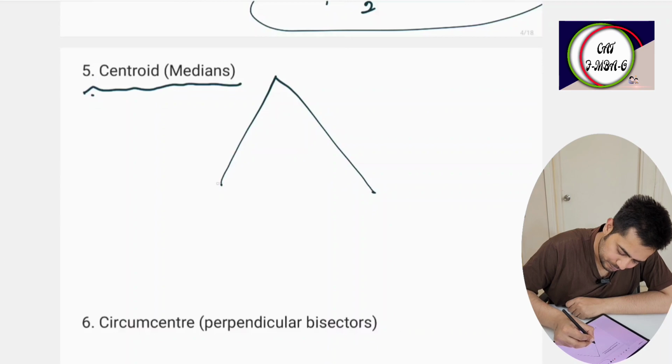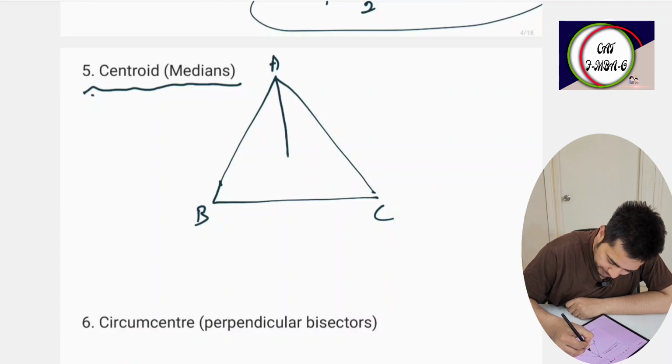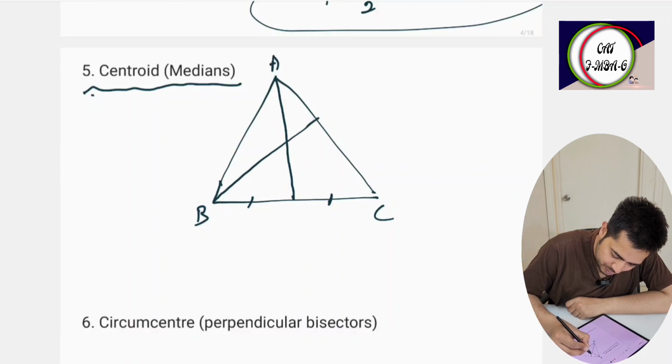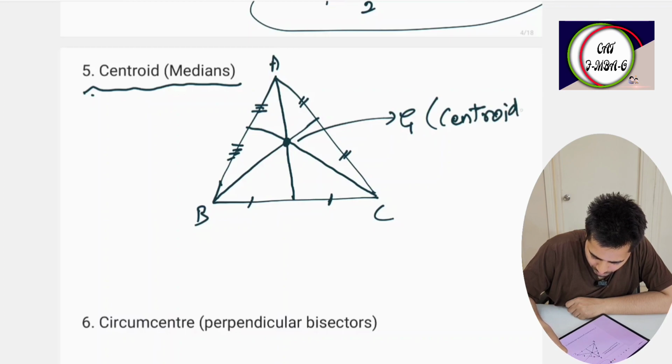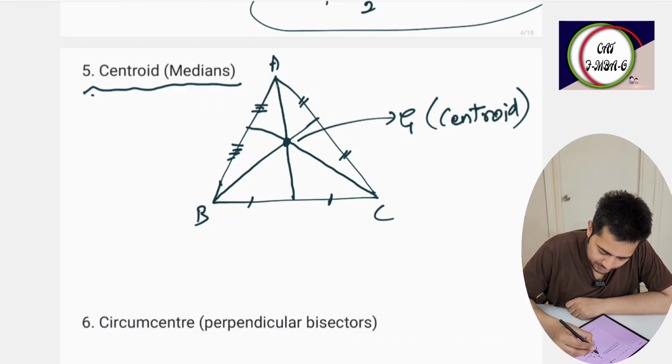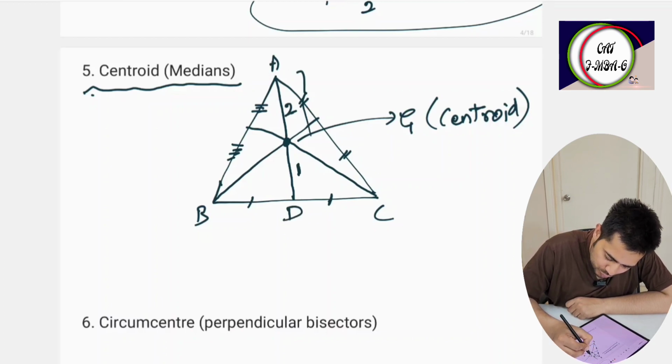Consider a triangle. This is a very important topic. A, B, C. Draw a median like this. Median means it will divide this side into two equal parts. Draw a median from B, so this is equal to this. Draw a median from C, so this will be equal to this. This center is known as G, or the centroid. The centroid divides this median AD in the ratio 2:1. So this is 2k, this is 1k.